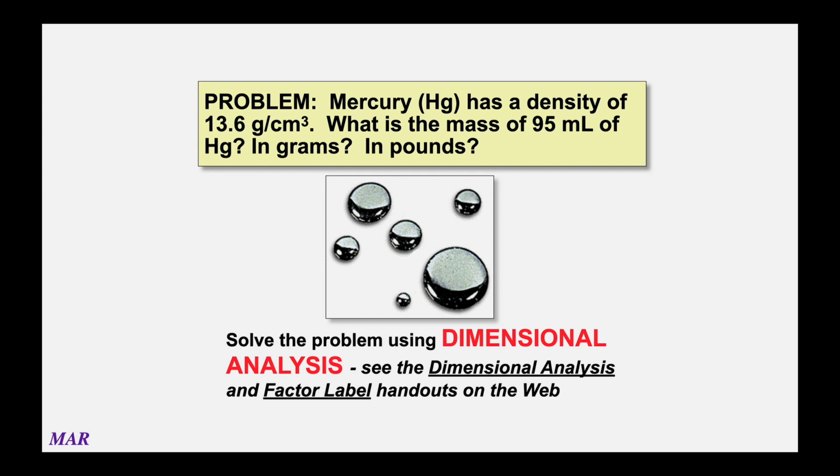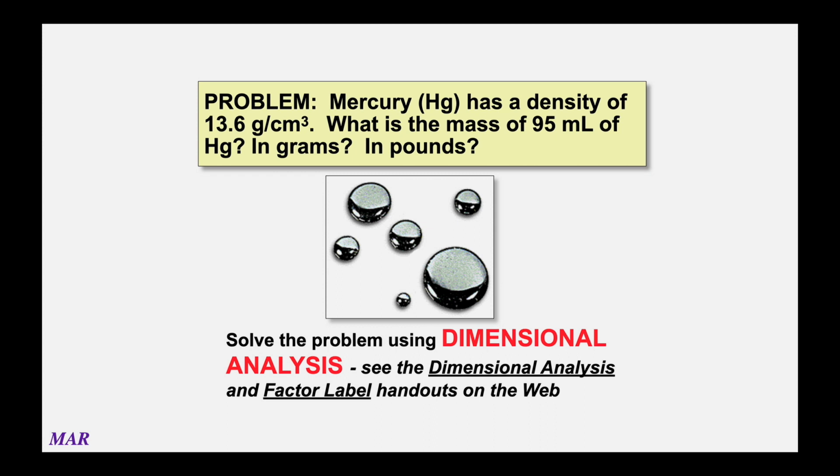Here's a problem. Mercury, quicksilver, has a density of 13.6 grams per centimeter cubed. And it says, what's the mass of 95 milliliters of mercury? What's the mass in grams and in pounds? And this is a typical kind of problem that involves density.